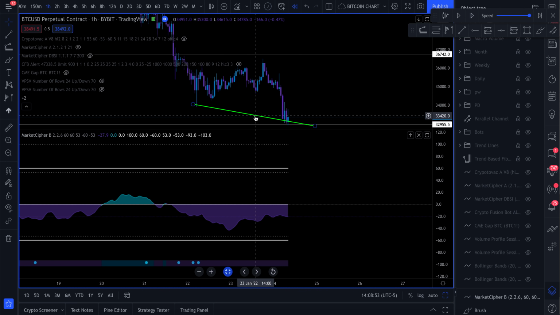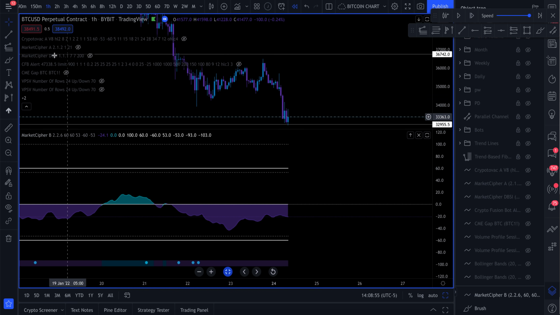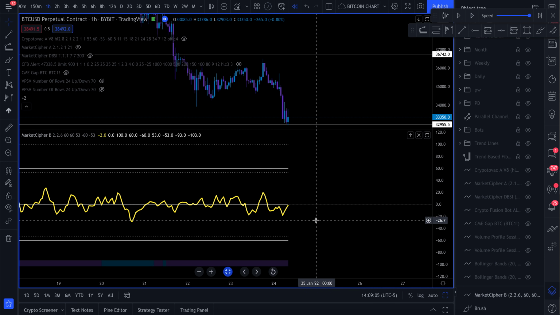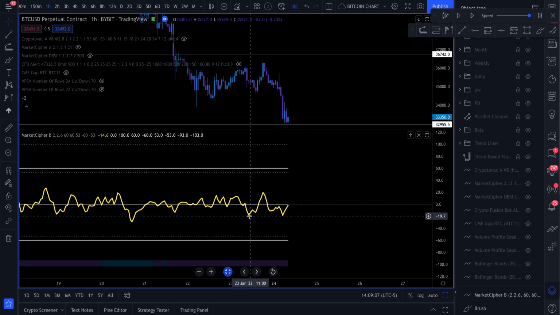And then what we want to do is take a look at the VWAP on Market Cipher B. The VWAP is this yellow wave. I don't know if it's a VWAP or not. Some people say it's not a VWAP. I say, who the heck cares what it is? I don't care. All I know is that it's a nice indicator to help get into trades.